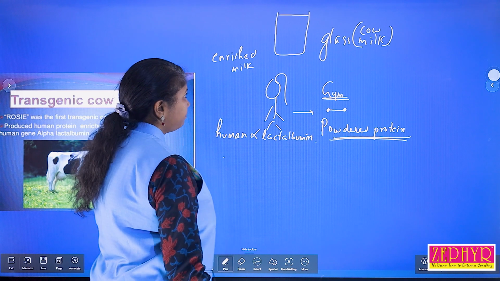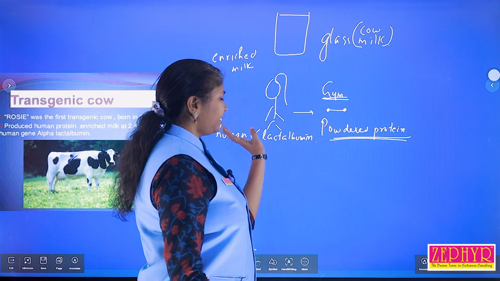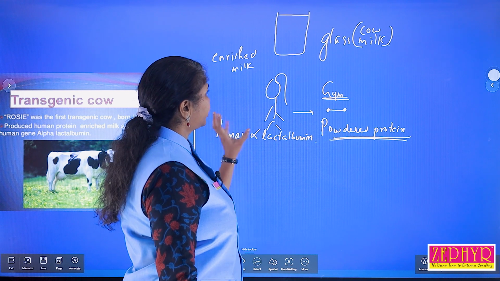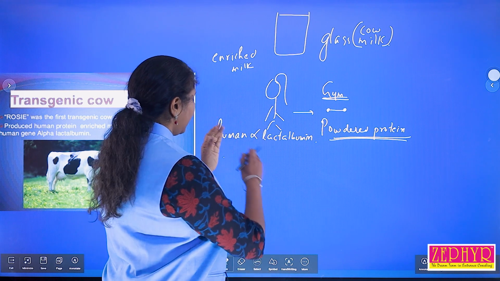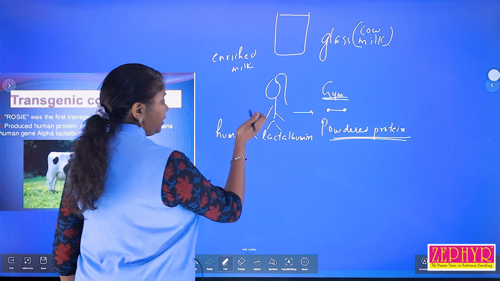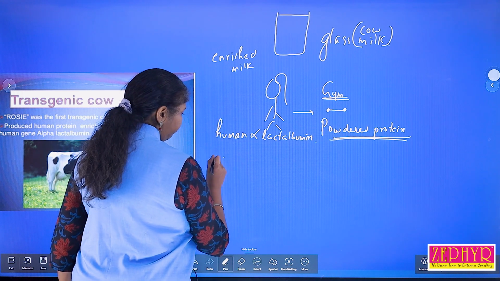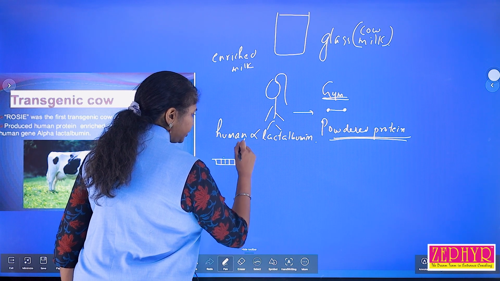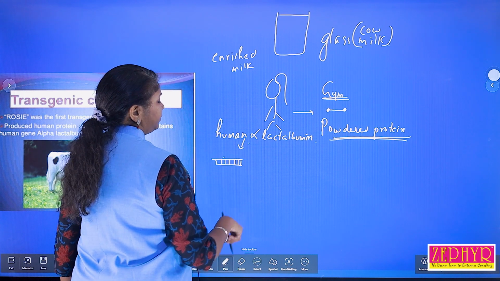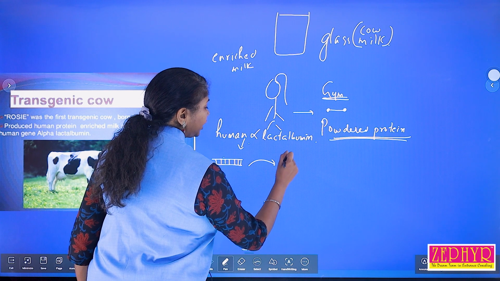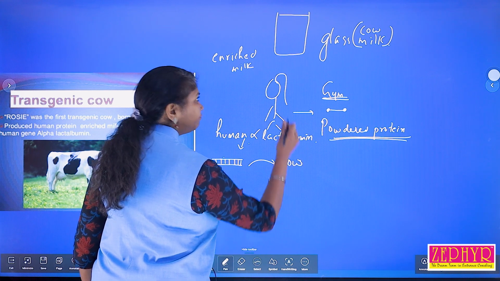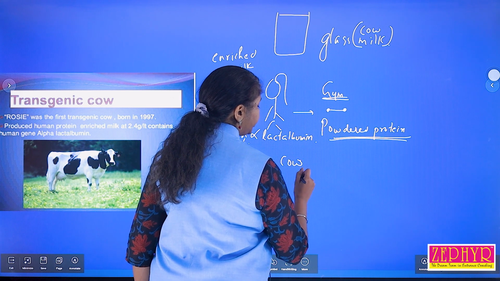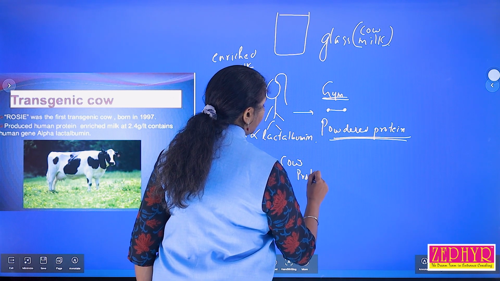But unfortunately, cow milk has a very meager amount of this, which means there is no other way I can get it. So what I do is, from a lactating mother, I would pick up the gene which codes for human alpha lactalbumin. I will transfer this into a cow, because I'm drinking the cow milk on a daily basis, and especially into their protein coding area.